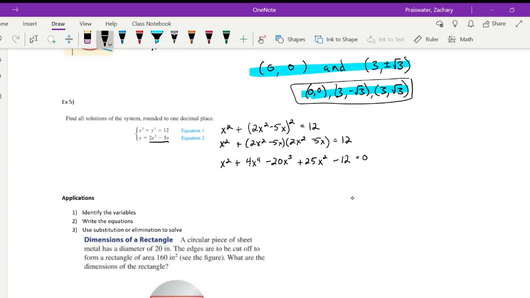And then here, let's combine like terms. So we get 4x to the 4th minus 20x cubed plus 26x squared minus 12. And this is one that we either need to solve like with our polynomials, or we can factor it, hopefully. So if we can factor by grouping, which it's not going to factor by grouping. So actually, we're going to scratch this one.